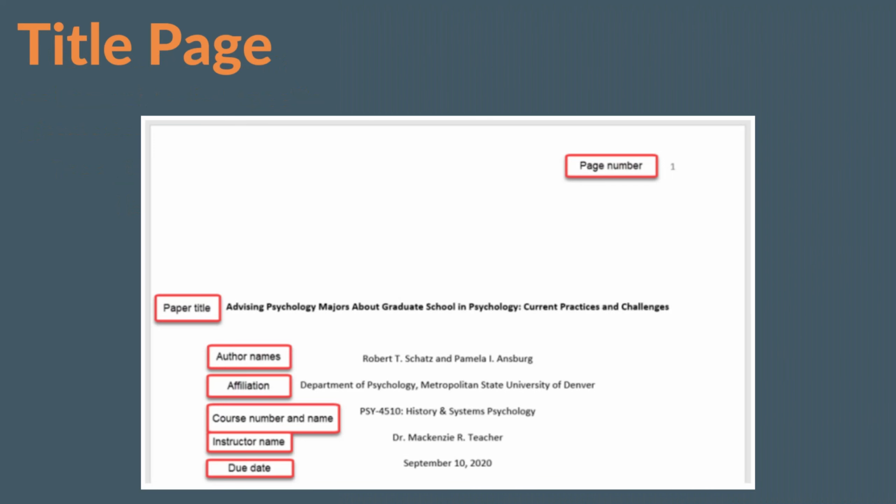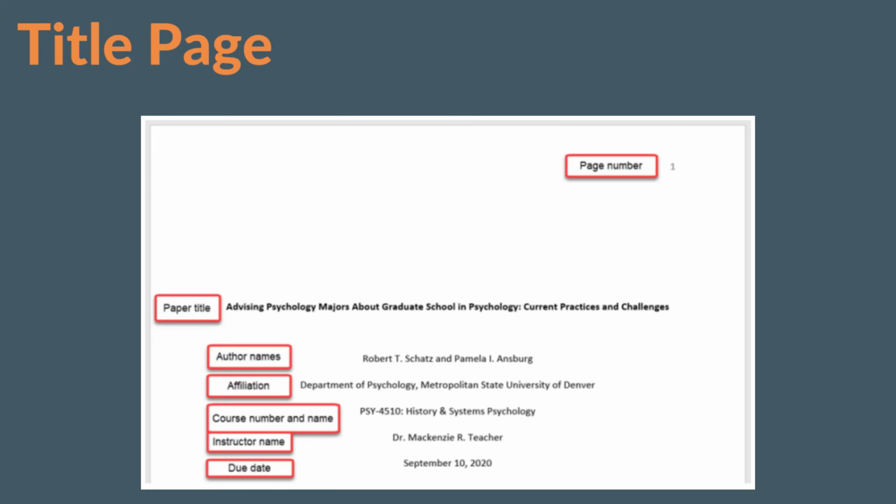Here we have an example of an APA style title page. APA style has page numbers on all pages, including our title page. Those are located in the top right of the paper. All other information starts 3 to 4 lines down from the top, centered on the page and double spaced. The title of the paper is bolded. We do have an extra space that you'll see between the paper title and the author names.